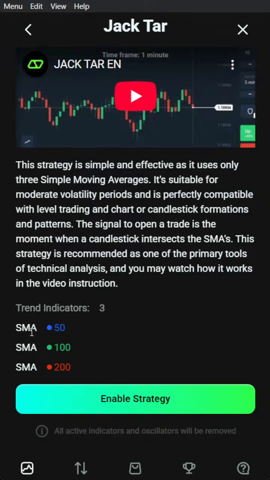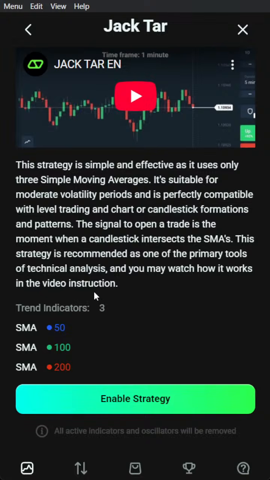So what does it have? We see it has 3 SMAs, values 50, 100 and 200. So please take the screenshot so that you know what this strategy is about. The reason I ask you to take the screenshot of this page is that even if I end the session and go home and you want to understand, this small summary will help you understand. So take a screenshot. Let's get into learning.